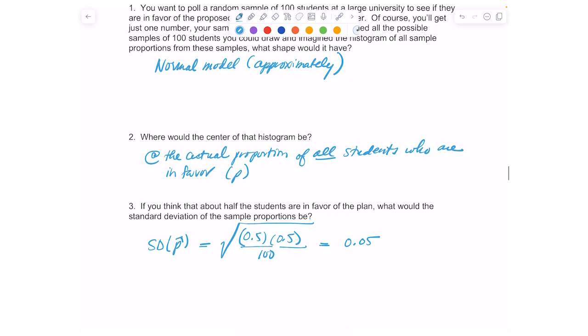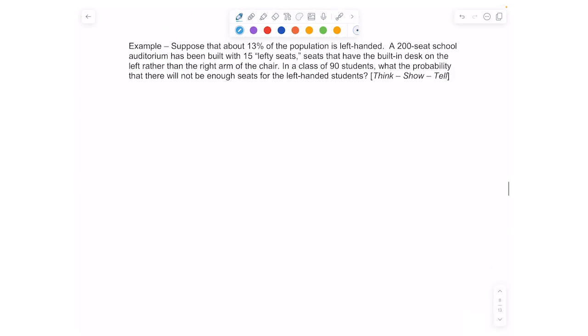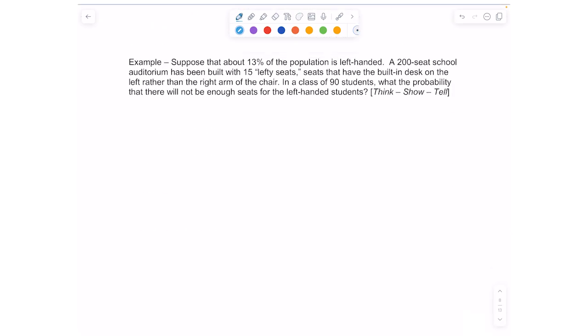Okay, let's try another problem. You can pause the video to read it and then unpause when you're ready to go over it. Suppose that about 13% of the population is left-handed. A 200-seat school auditorium has been built with 15 lefty seats that have the built-in desk on the left rather than the right arm of the chair. In a class of 90 students, what is the probability that there will not be enough seats for the left-handed students? And remember to think, show, tell here.